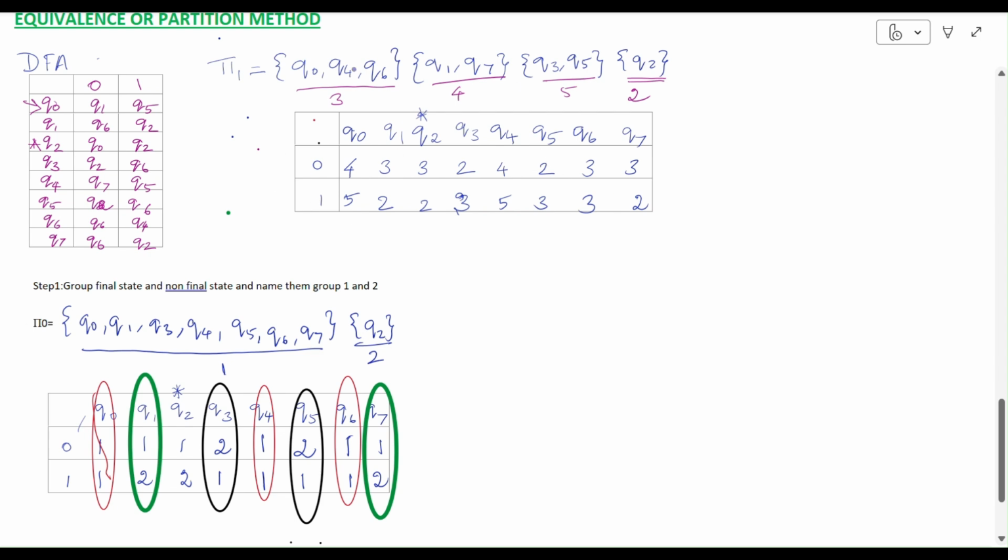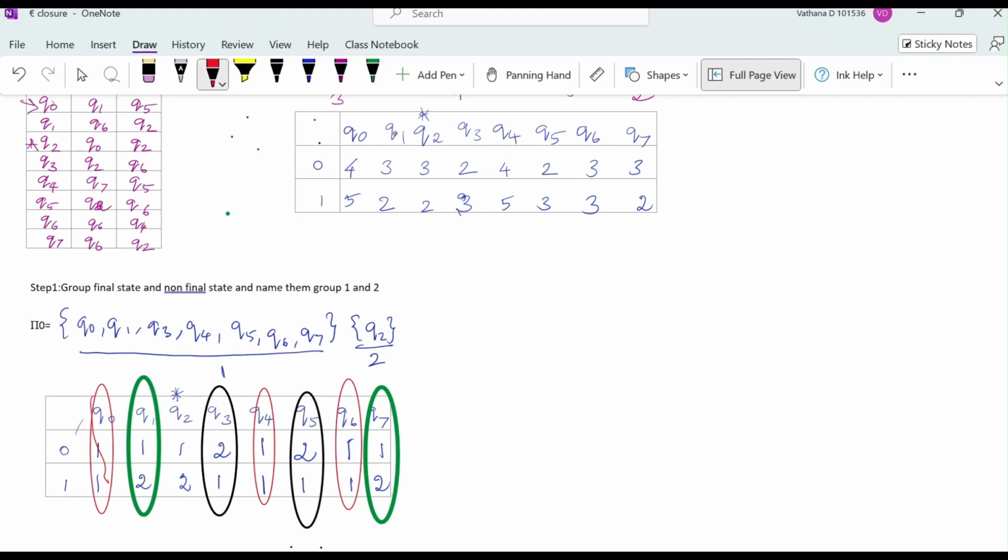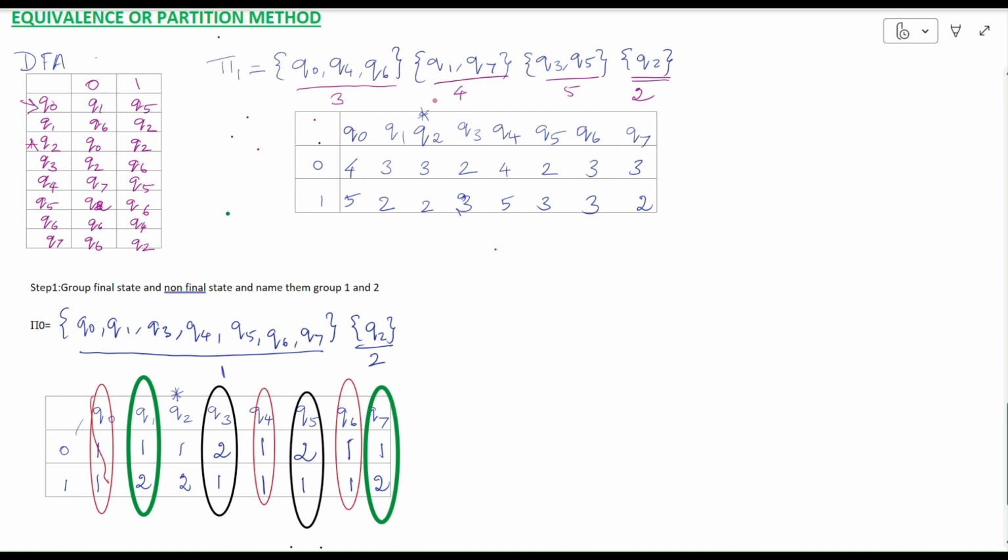Now once again group the ones which have the same pair. So now Q0 is having 4, 5. Q4 is having 4, 5. So they are grouped together. And then Q1 is having 3, 2, and Q7 is having 3, 2. So Q1, Q7.